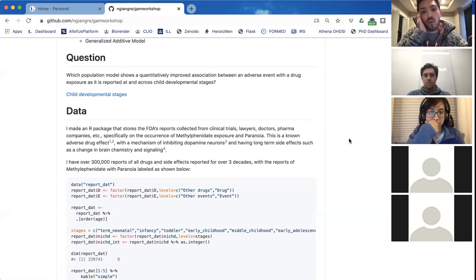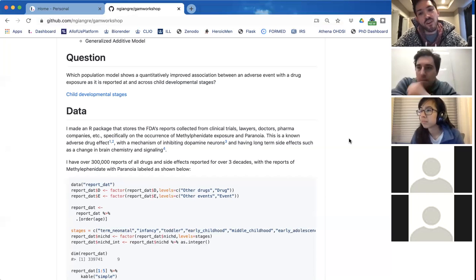So if you take it for too long, and I'm pretty sure we take it for a long time during adolescence, it's not a great thing. But I have over 300,000 reports of all drugs and side effects reported for over 3 decades for the FDA, and this is all public. It's on their server. You have to ask them for an API key to get their data, and then you have to pre-process it and all that. But I did it all for you guys, so it all looks really nice.